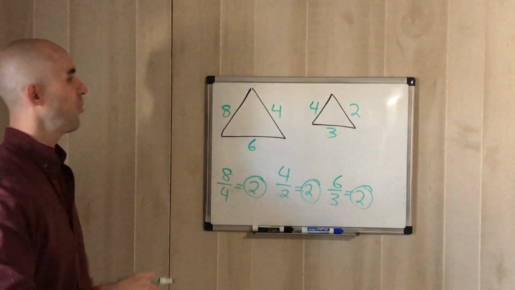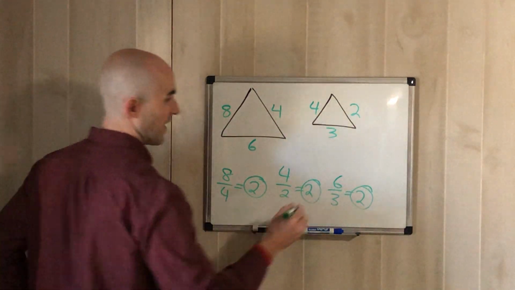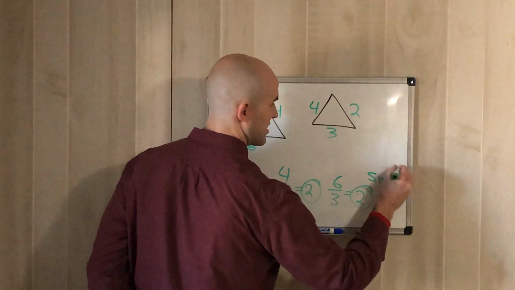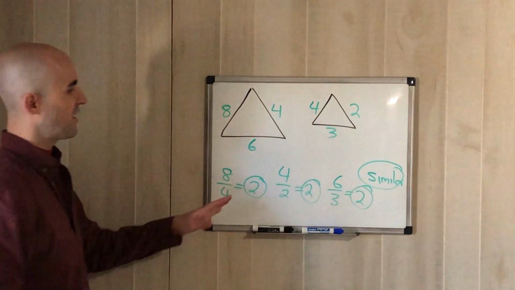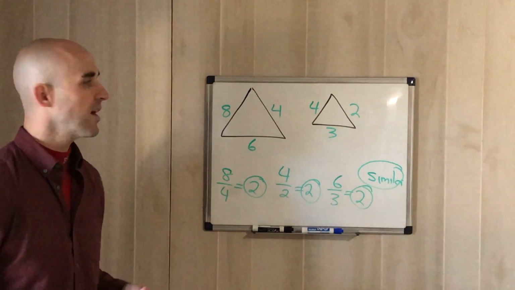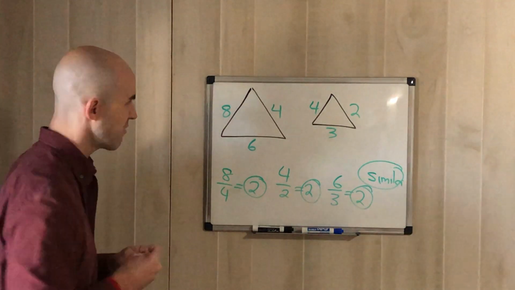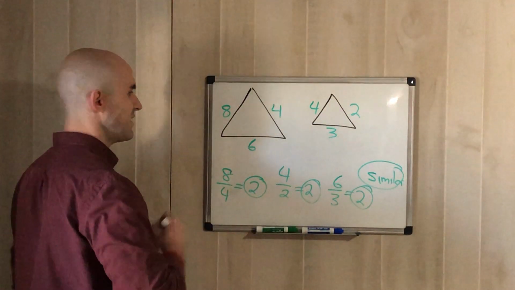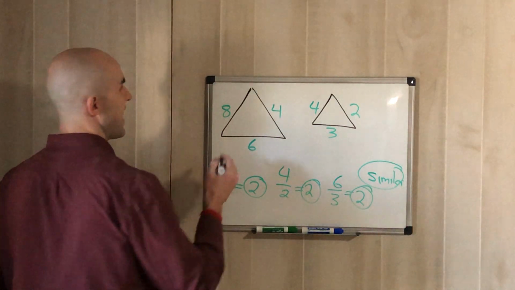So right there, without anything else, we automatically know that these figures are similar. The reason they're similar is because all of the scale factors are exactly the same. But I wanted to show you that there is another relationship between them, and it has to do not with the sides, but the angles.